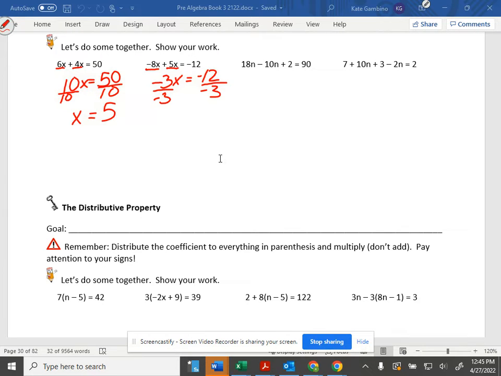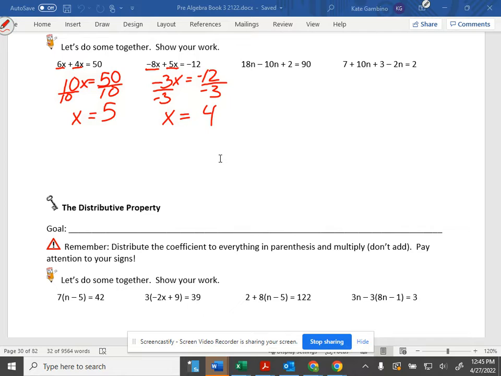Negative 3 divided by negative 3 is 1x. We don't have to write a 1 because we know it's just going to be the x. What's negative 12 divided by negative 3? 4. It's a positive 4 because negative divided by negative is positive.